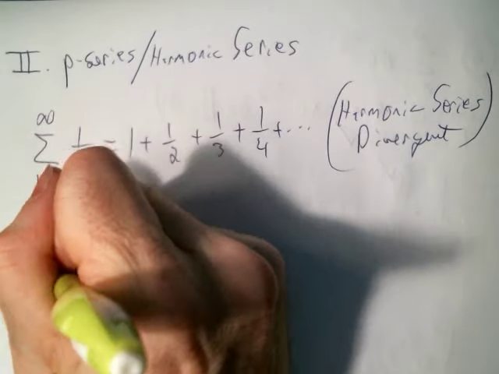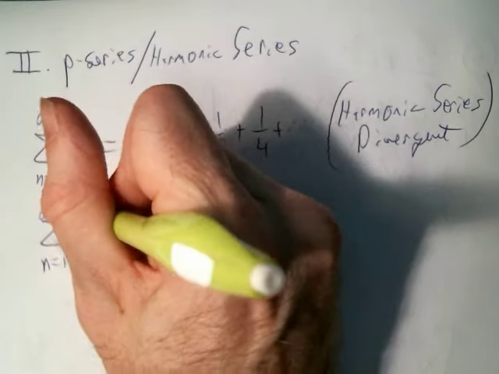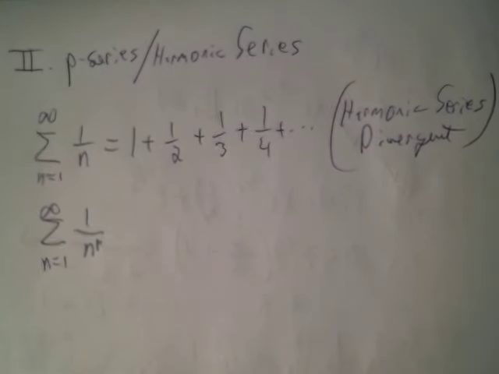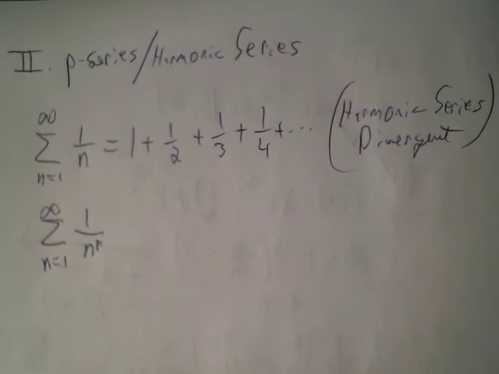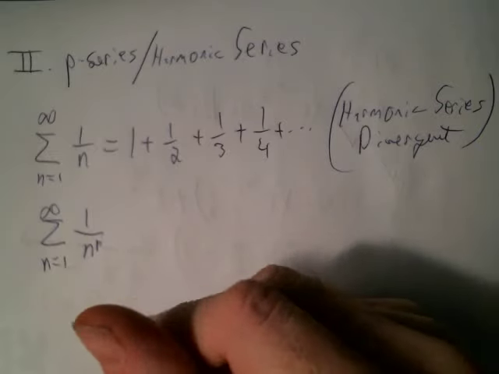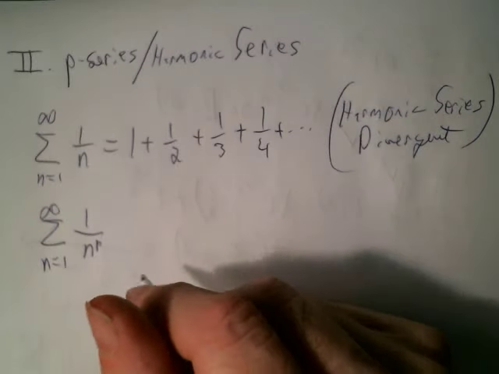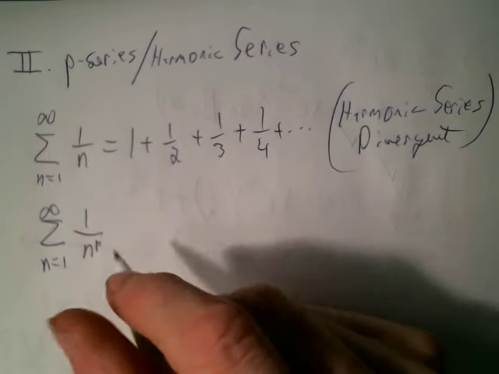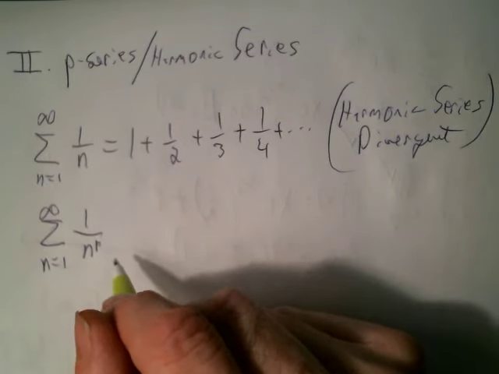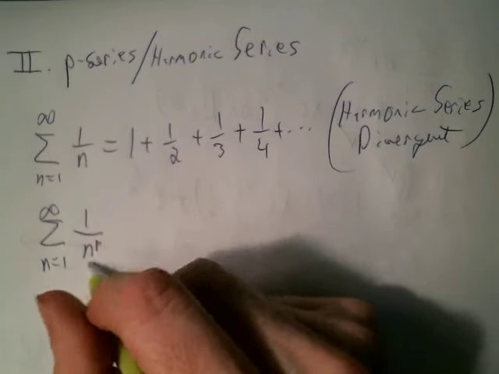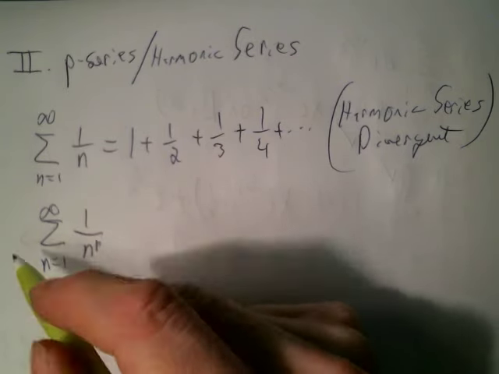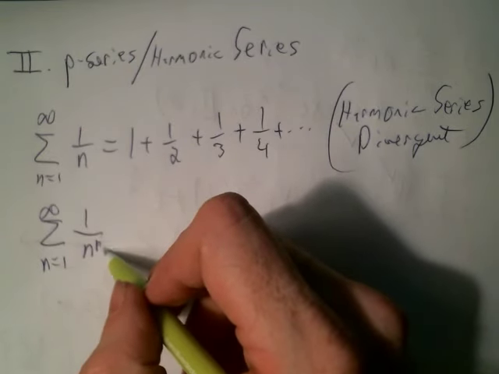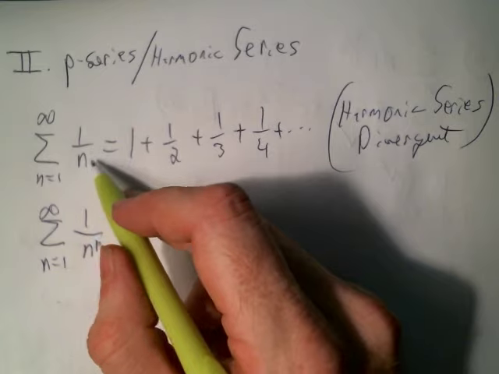The rest of the p-series then look like this, 1 all over n to the p. So for the geometric, the exponent would be changing. So you'd have maybe 1/2 plus 1/2 squared plus 1/2 cubed. Here it's the denominator that's always changing, but the exponent is the same. And we can call these all p-series, and their convergence and divergence is based off of this p-value. So in this case, the p-value is just 1.